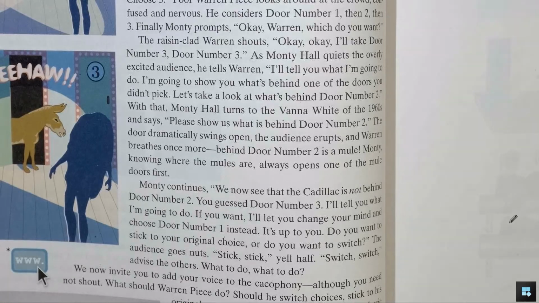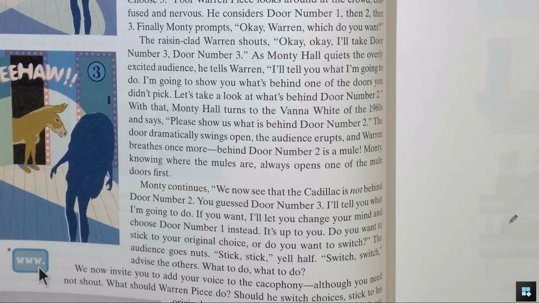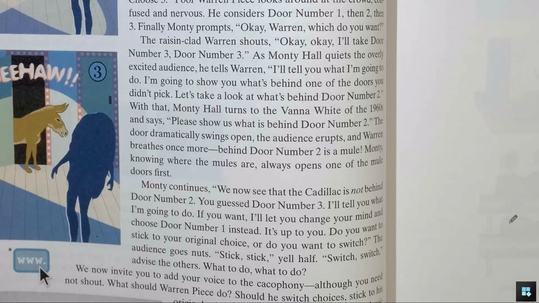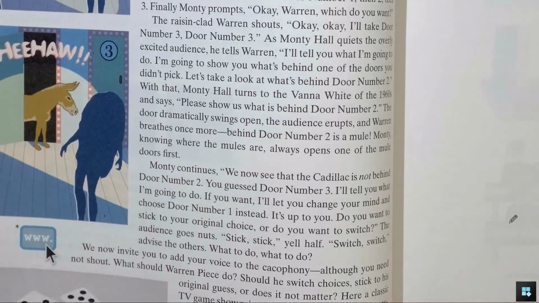As Monty Hall quiets the overly excited audience, he tells Warren, I'll tell you what I'm going to do. I'm going to show you what's behind one of the doors you didn't pick. Let's take a look at what's behind door number 2. With that, Monty Hall turns to the Vanna White of the 1960s and says, please show us what is behind door number 2. The door dramatically swings open, the audience erupts, and Warren breathes once more. Behind door number 2 is a mule. Monty, knowing where the mules are, always opens one of the mule doors first.